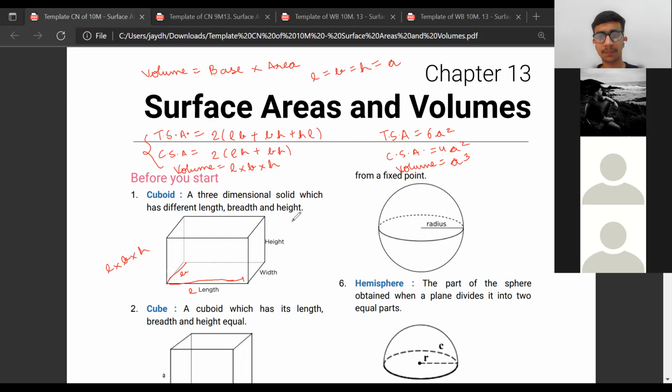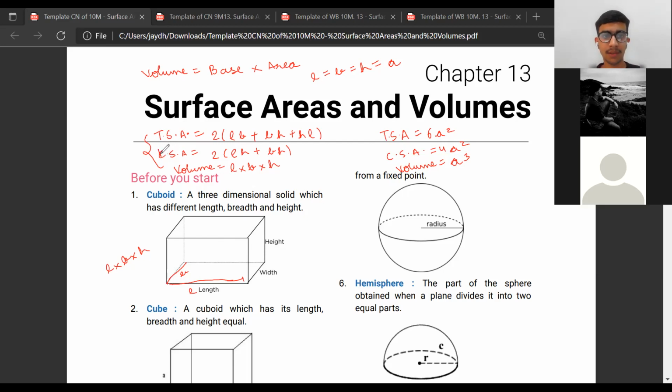Sir, I just wanted to tell you that in cuboid and cube, we don't have any CSA, we have LSA, lateral surface area. Right, exactly. Correct. Curved surface area only comes into play when we have a curved shape. And lateral surface area is for shapes like cube and cuboid.